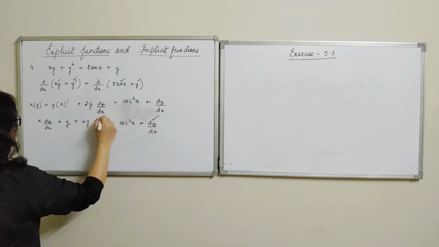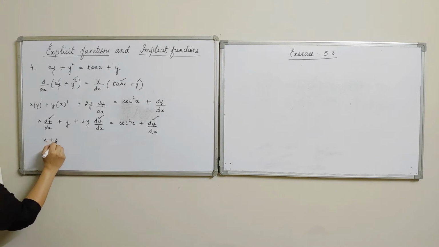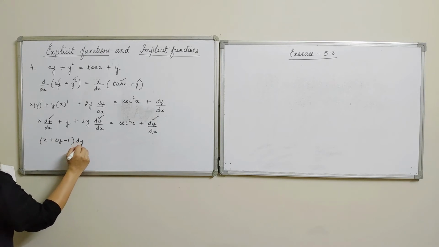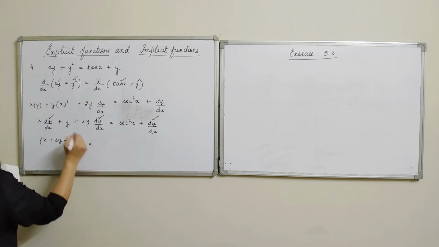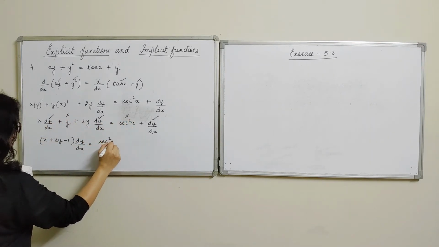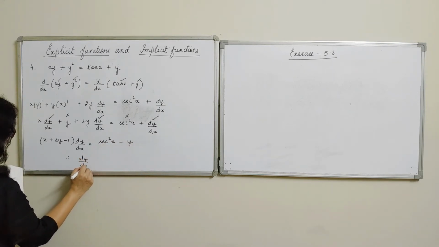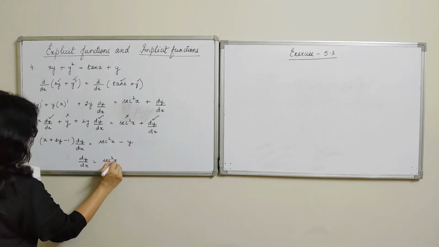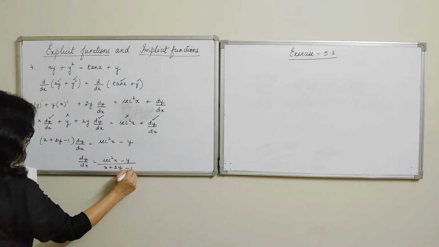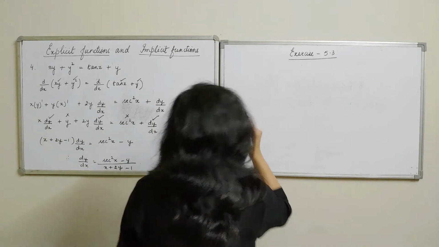So there are these terms with the derivatives. Let us bring all these terms to the left hand side. So we shall have x plus 2y. When this term is shifted here, we get minus dy by dx. So all derivative terms are on the left hand side. And let's take this term to the right hand side. This one is already on the right hand side. So sec square x minus y. And hence we are able to get the derivative as sec square x minus y upon x plus 2y minus 1.